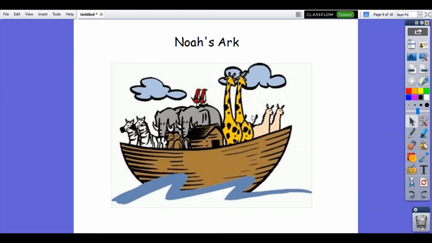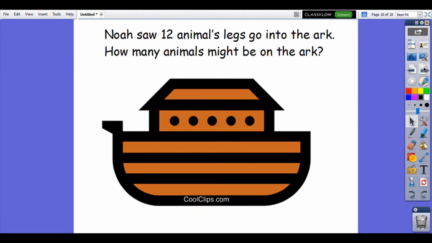And Noah's ark was full of animals. And he had to count all the animals. He had to know exactly how many animals were on his ark. Now, here's the problem though. We are going to take a look at that problem right now. So here is Noah's Ark, and as you know, Noah's Ark is a boat that is full of animals. Here is our problem that we are going to solve today.